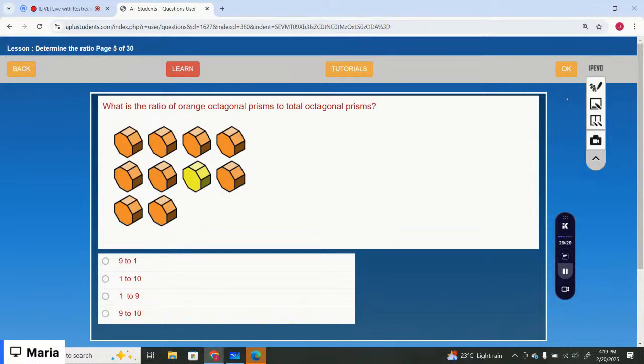What is the ratio of the orange octagonal prism to total octagonal prisms? Which is the correct option?